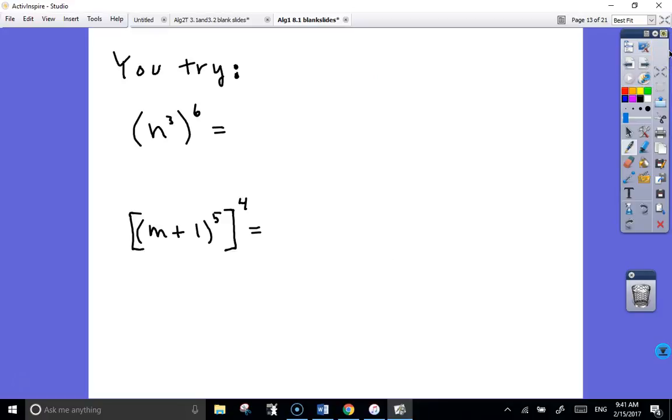Okay, let's do these Try Its right here. What's the first one? N to the 18, right? Multiply. What's the second one? So the base is m plus 1, and 5 times 4 is 20. And then we're done. You don't have to do anything else with that.